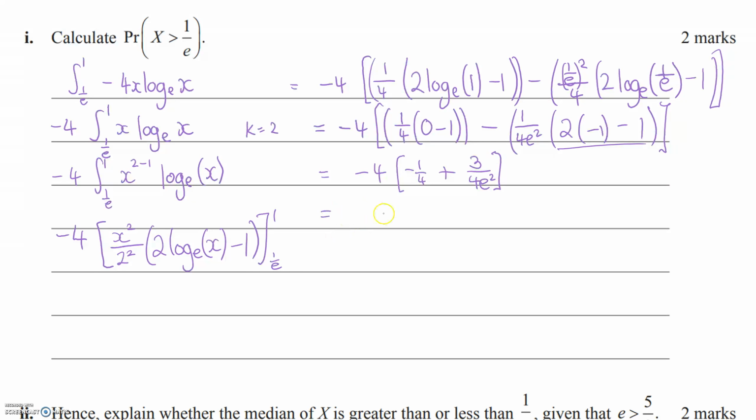Now this is hopefully going to come out a little bit nicer. These two times in each other is just going to make a -1, +1, sorry. And then this is going to make a -4 times by 3 on 4e squared. So these 4s are going to cancel. And so we get our final answer is 1, take 3 on e squared.